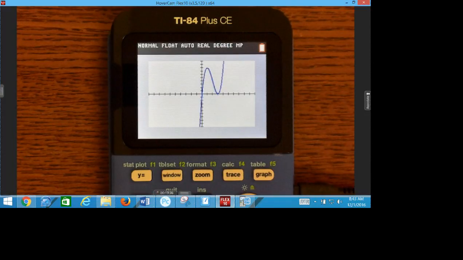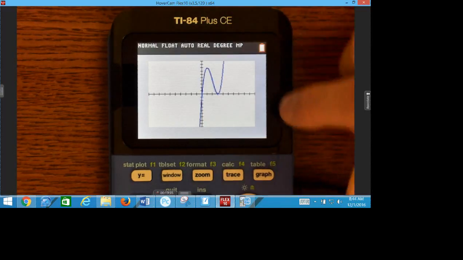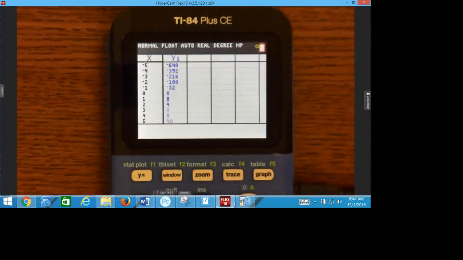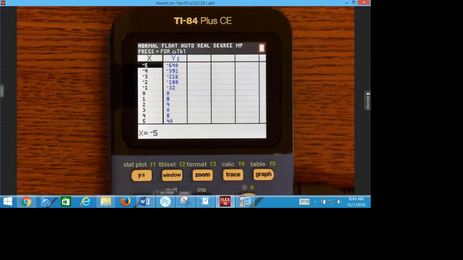How could I be more accurate if I needed to with my graph when I was putting it on paper? How could I be even more accurate with my graph? Yeah, I could find the min or the max. There's a max right there. Where else could I go? If I go to the table, you go to the table. Okay, go to the table, second table, and then there's some points that we could also plot for accuracy. Excellent.